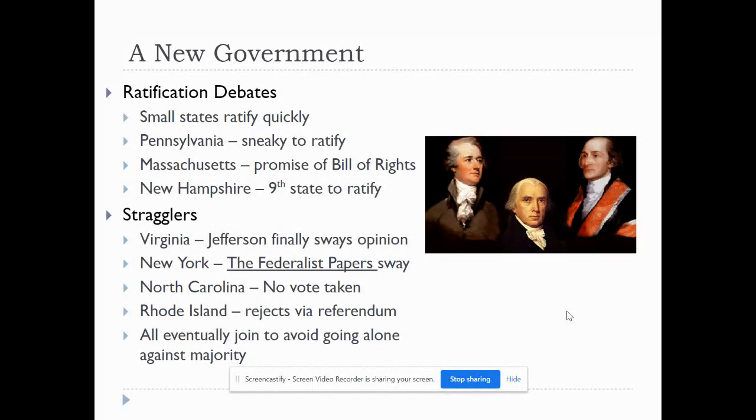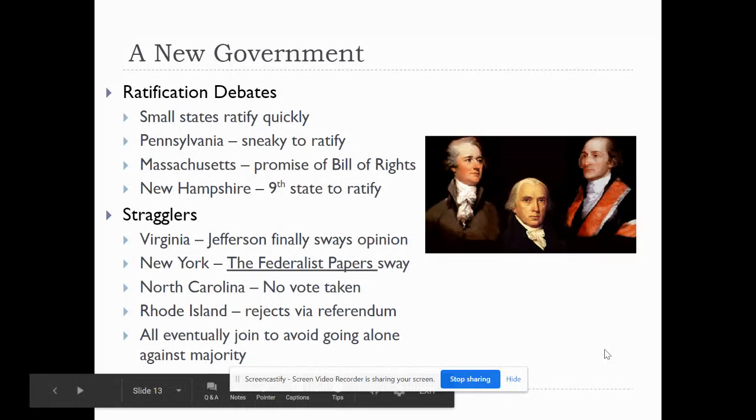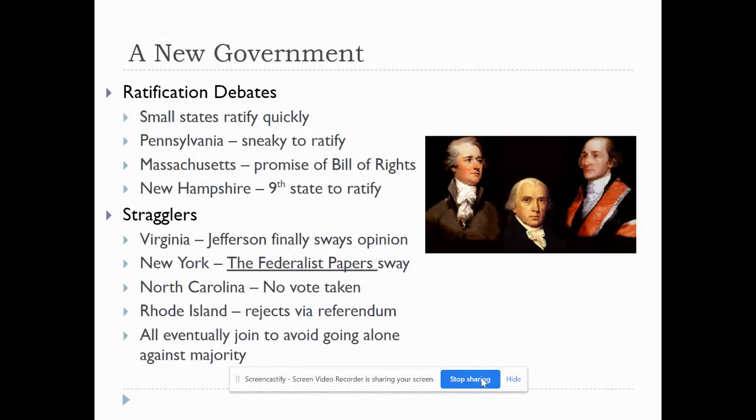But of course, the courts, that doesn't really get resolved until John Marshall, who we'll talk about later on, especially during Jefferson's time in office, which is a lot of fun to talk about, but I've talked long enough. And again, this is how the Constitution comes into being. We'll talk about the early republic in a later video.